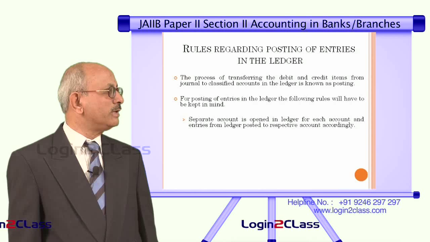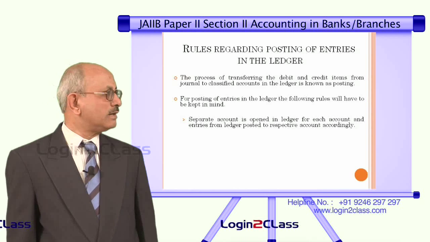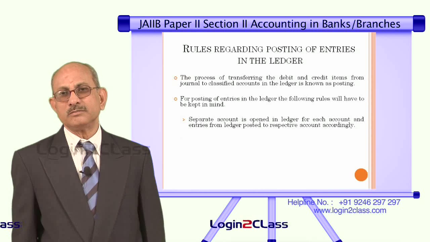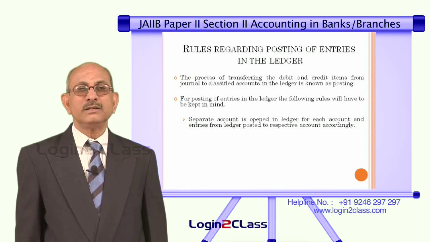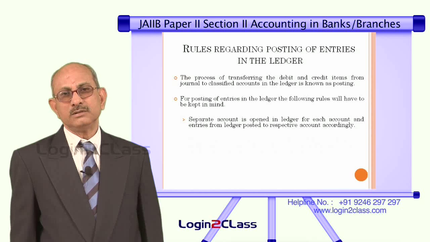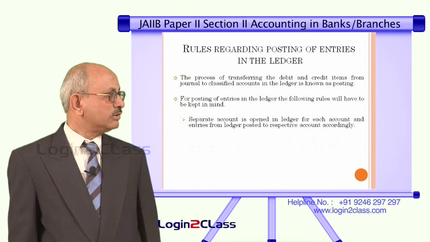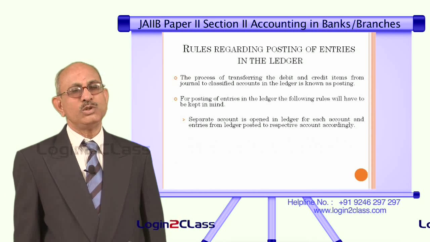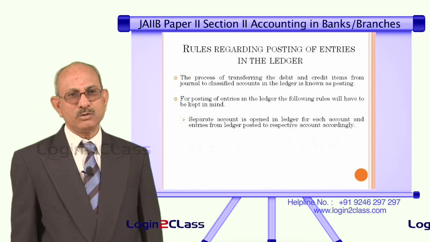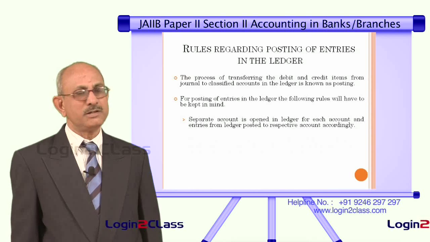An entity may normally have accounts such as cash account, bank balance account, machinery account, furniture account, or fixed assets account, or they can have a bank OD account. So they can have any number of accounts in addition to capital accounts. All these have to be opened in the ledger, and a separate folio is taken for each account. That means they are segregated by means of different pages.